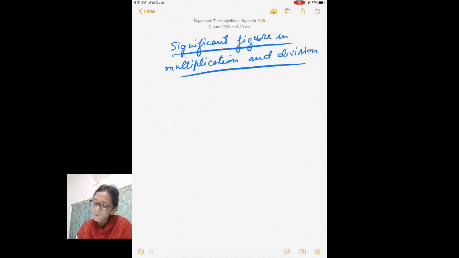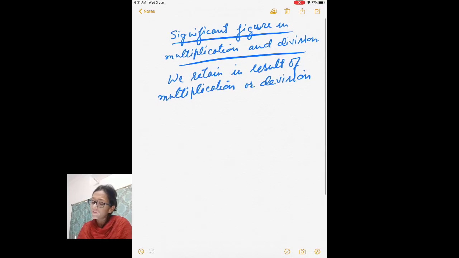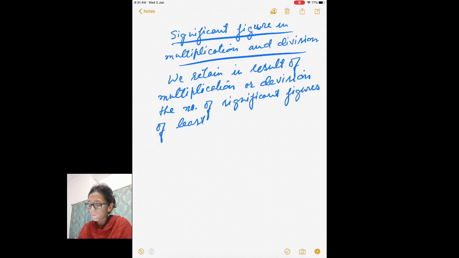Significant figures in multiplication and division. We retain in the result of multiplication or division the number of significant figures of the least precise number, as the result cannot be more accurate, more precise than the least precise measurement. So let me explain with the help of an example.